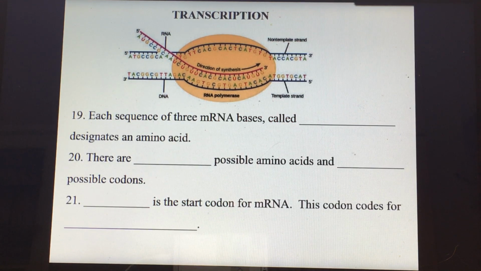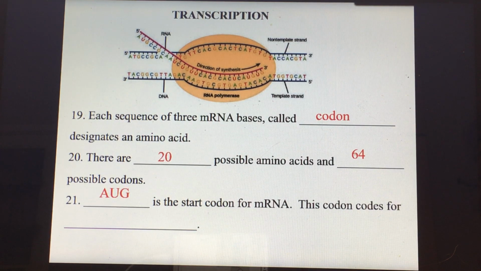Each sequence of 3 mRNA bases is called a codon, and it represents or designates one amino acid. There are 20 possible amino acids and 64 possible codons. You don't really need to memorize those numbers, although if you were going to memorize one of those two numbers, knowing the number of different types of amino acids is the more important number.